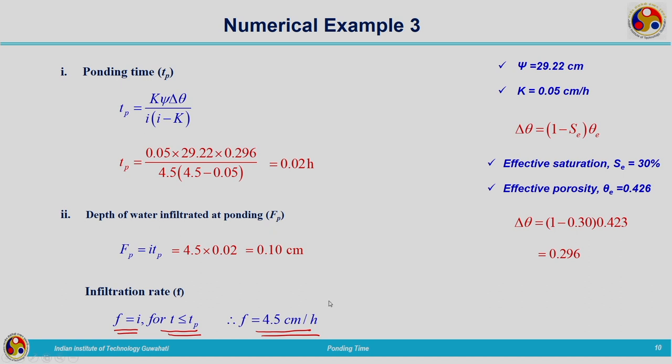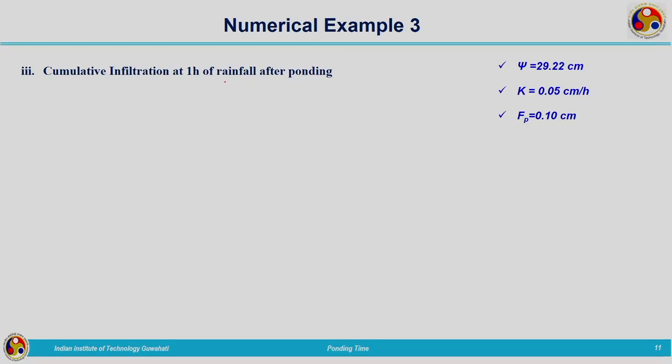Now, we can move on to the third part. That is, we need to first check whether the time given is less than or more than ponding time. Time given is 1 hour and ponding time is 0.2 hours. So, we can understand that the infiltration after ponding needs to be calculated. So, cumulative infiltration at 1 hour of rainfall after ponding needs to be calculated.